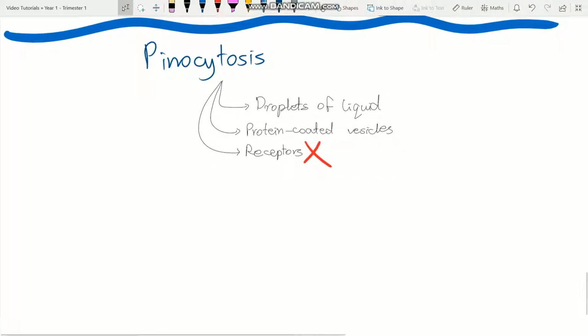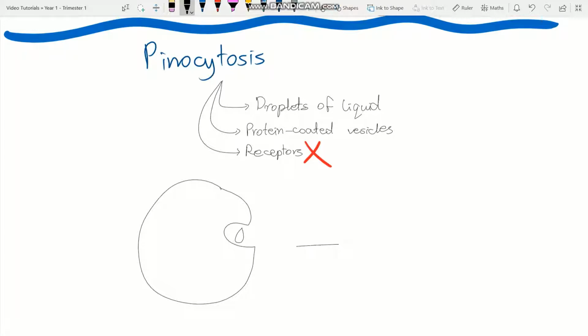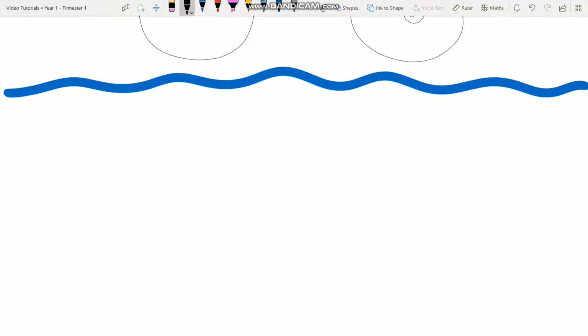So for example, if we have a particular cell here, in a similar Pac-Man-like manner, it is able to consume a liquid and therefore, through a vesicle, is able to allow for the transportation of that liquid within the cell and therefore allow it to interact in particular manners. The next type of endocytosis that I'd like to go through is receptor-mediated endocytosis.